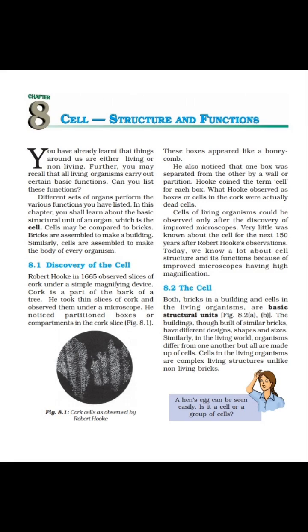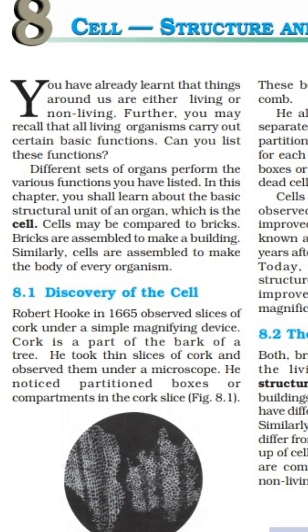In this chapter, you will learn about the discovery of the cell, the organisms which show variety in cell number, shape and size, parts of the cell, and at the last we will see a comparison of plant cell and animal cell. Now see the chapter.